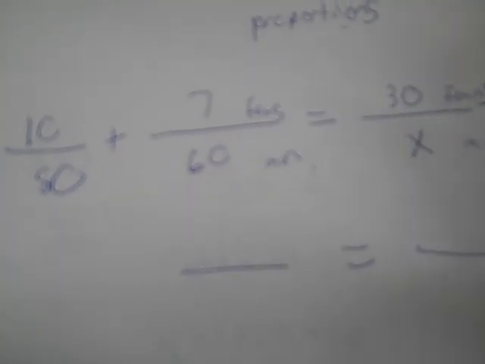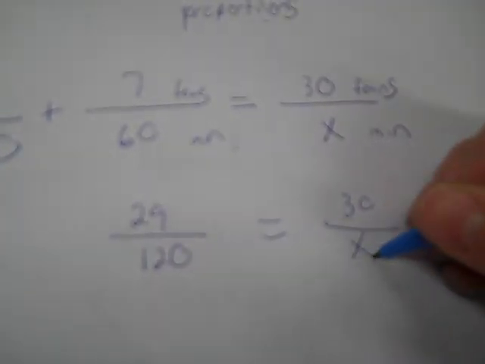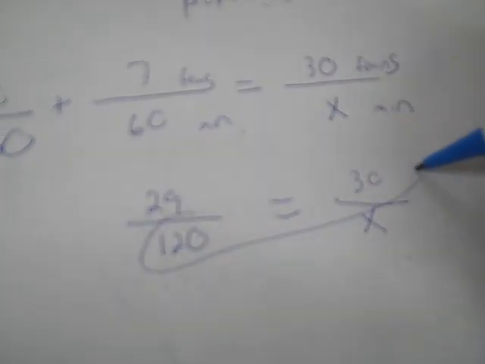Okay, I need to add 10/80ths plus 7/60ths. Well, 10/80ths is 1/8, okay? It's not really going to matter. Okay, I got 29 over 120. And over here I have 30 over x. Now I cross multiply and I divide. So I take 120 times 30, divide by 29. And I'm going to put 124. It takes 124 minutes.